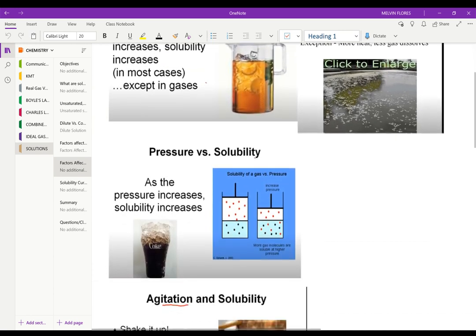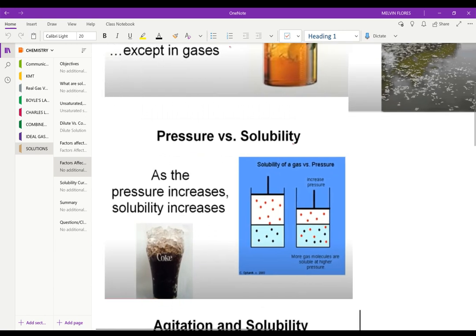All right, so let's take a look at the effect of pressure on solubility. As the pressure increases, the solubility increases. Let's say, for example, a sealed can of Diet Coke. The pressure is higher if it is sealed. When you open the can, bubbles will come out because of the gases. The gases are going to come out when you open the can because you are making the pressure lower.